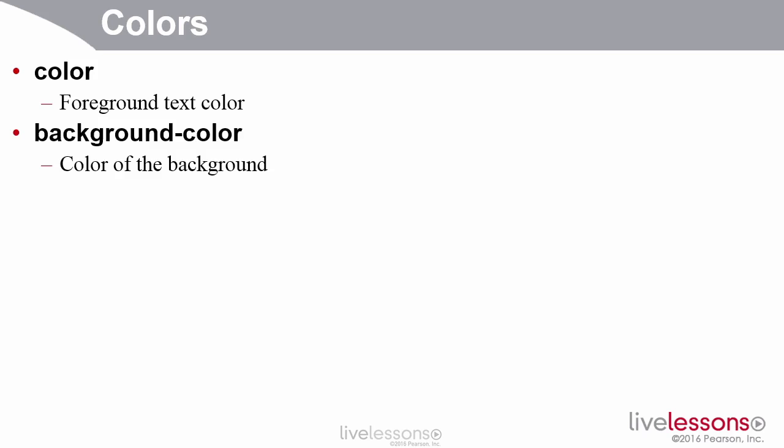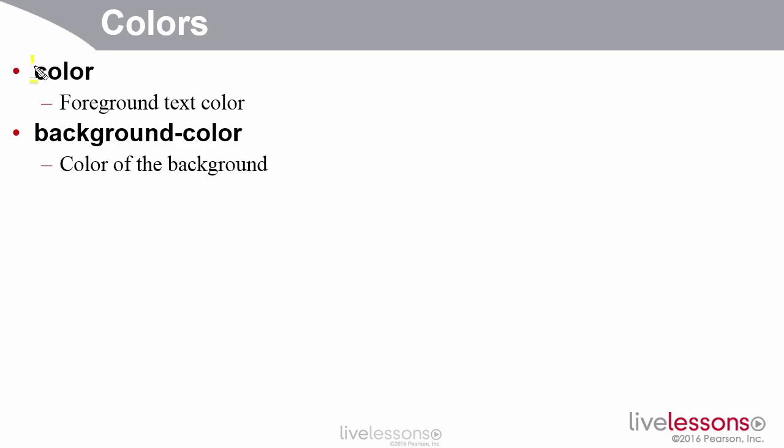The first category of CSS properties that we'll look at are colors and fonts. Let's start with colors. There's an attribute called color. It gives the foreground color. There's an attribute called background color. It gives the background color. Notice the inconsistency in names.